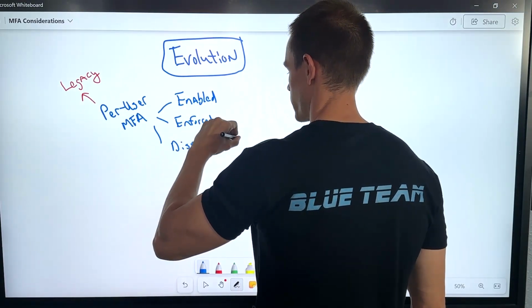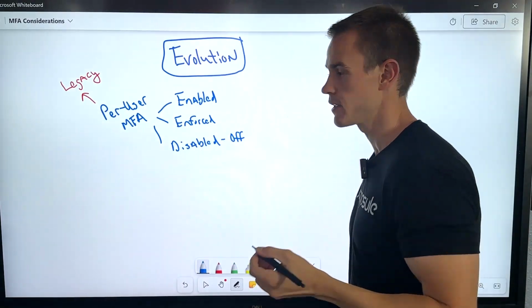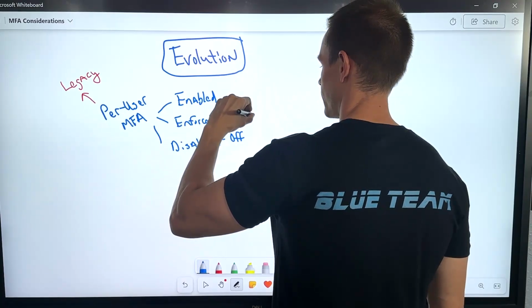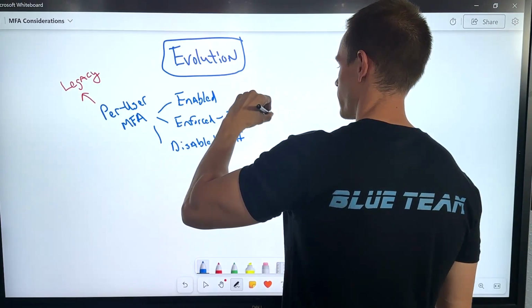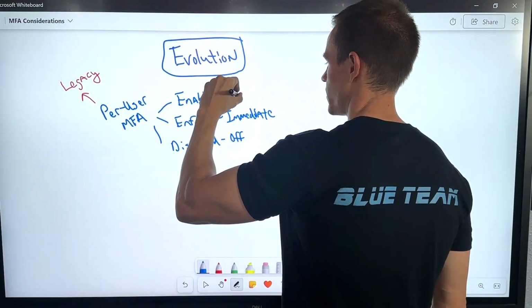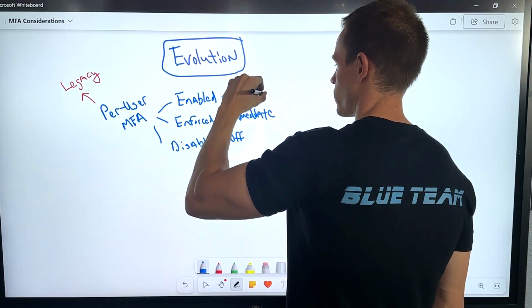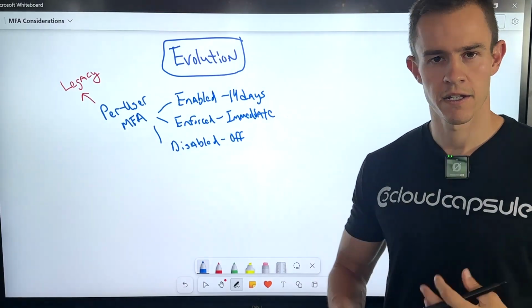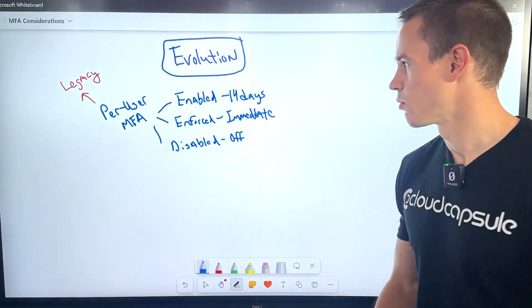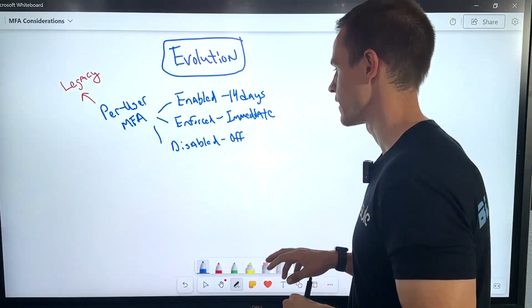So disabled, of course, just means that MFA is turned off for the user. Enforced means that they immediately had to register an MFA method the next time that they signed in. And enabled means that they were prompted to set up MFA, but they had an initial 14-day grace period where they could just say skip for now and move into whatever application they were looking at signing into.